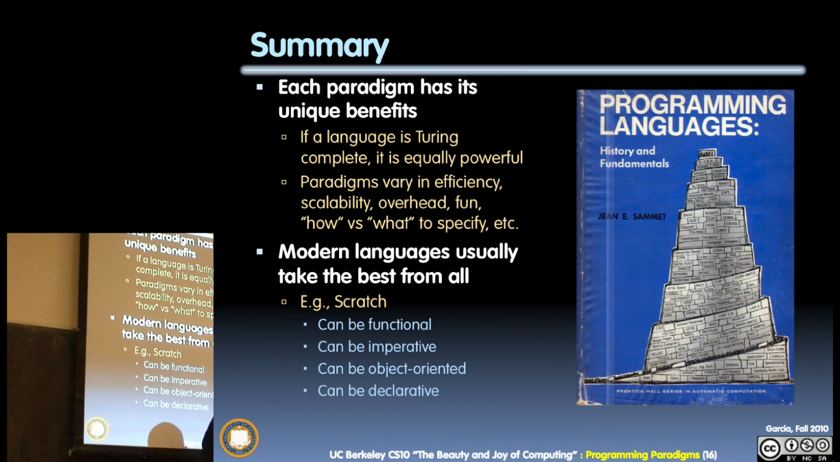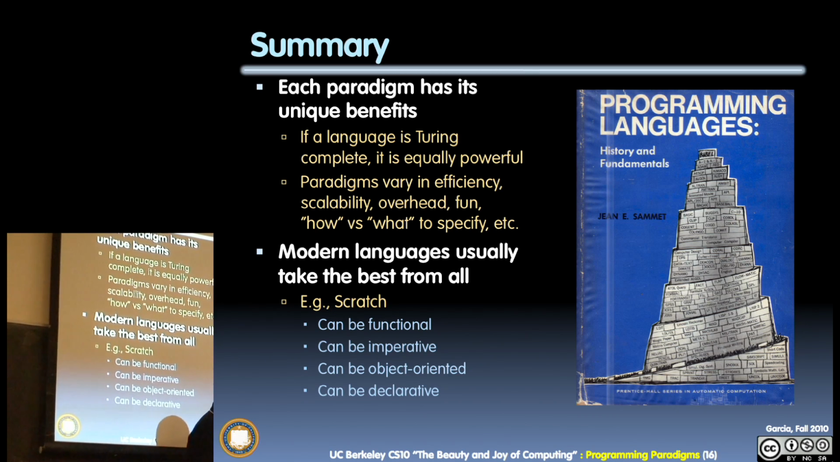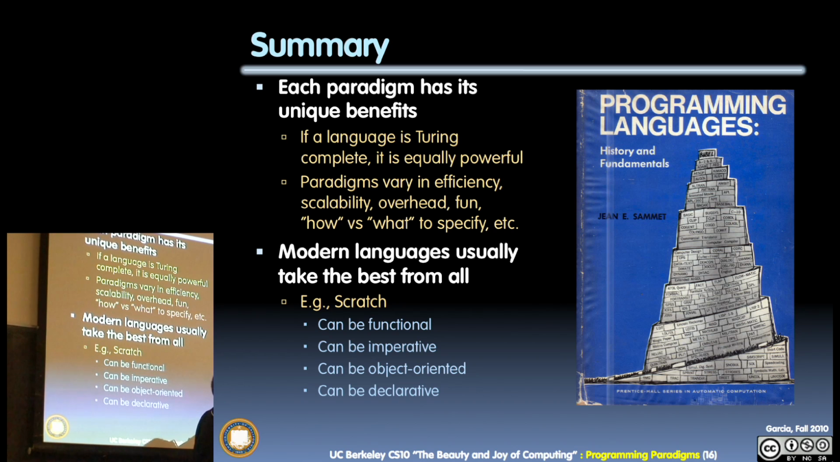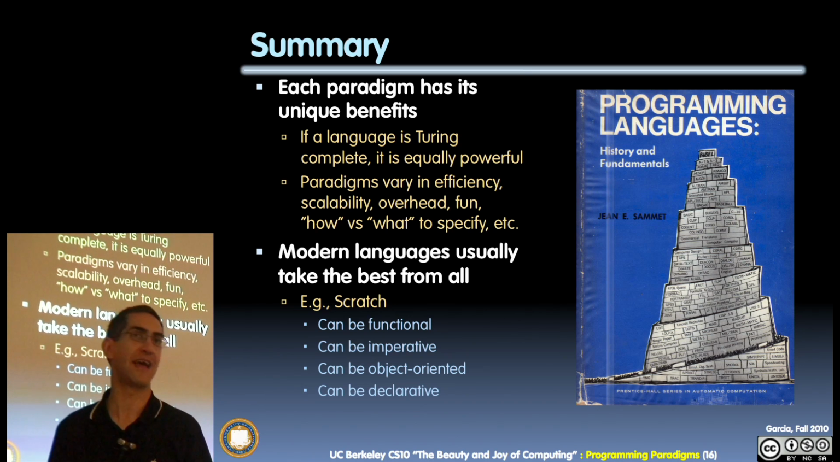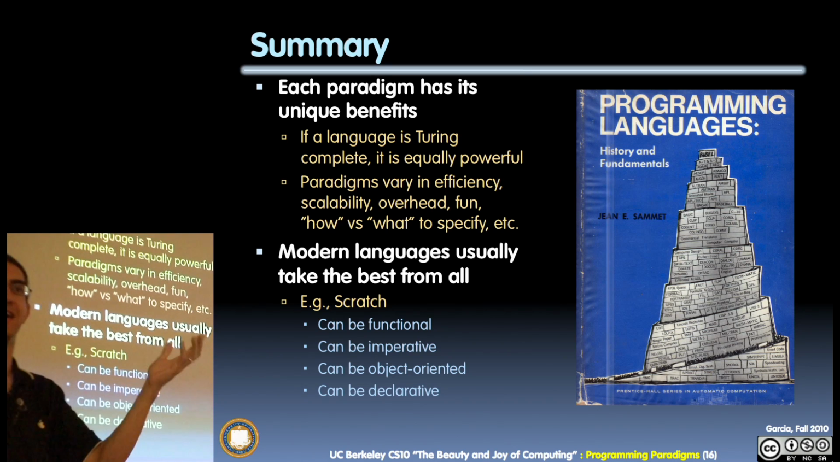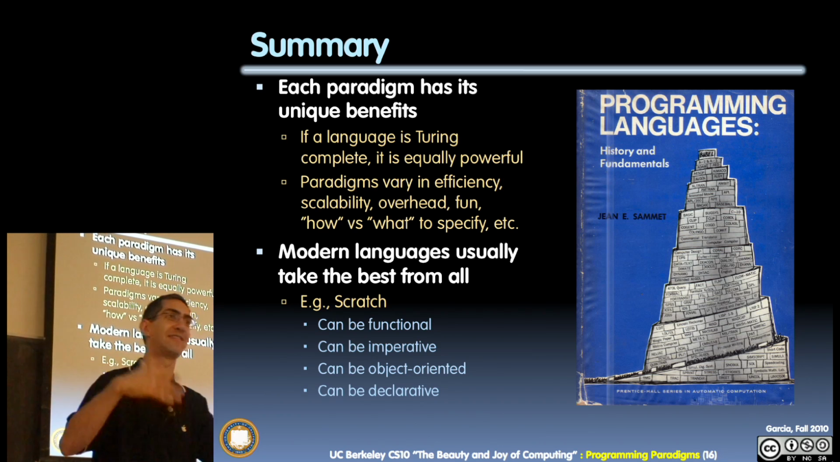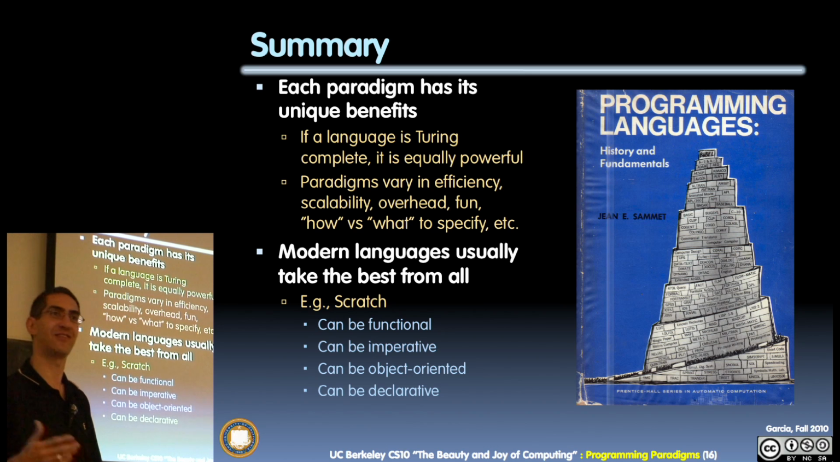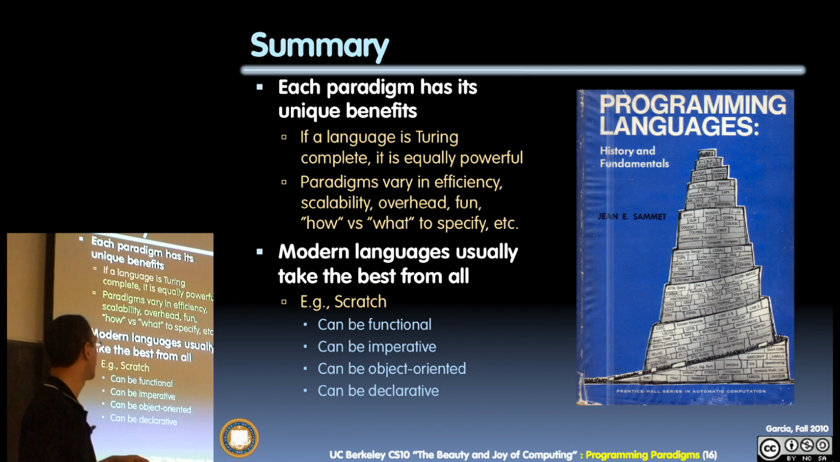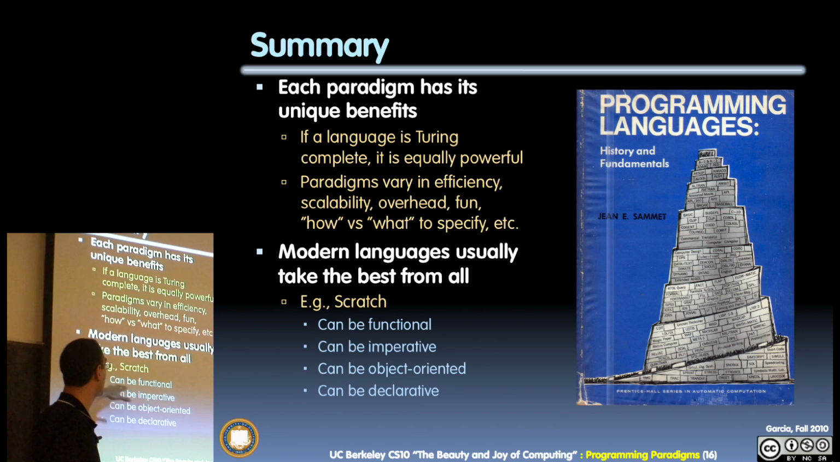Here's a Tower of Babel of all the programming languages that have ever been created. If you come up here, it's amazing how many programming languages have existed and are continuing to be born every day. Yet, because of the wonderful idea of Turing completeness, none is any more powerful than the other. Just ease of use and different small features. Okay? In summary, modern languages usually take the best from all, and Scratch can be all of these guys.